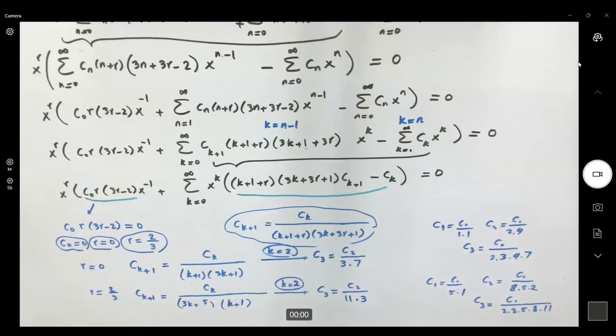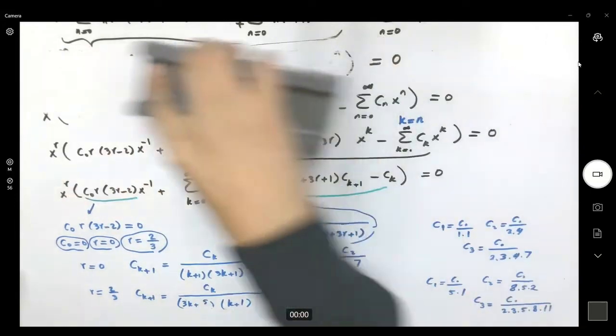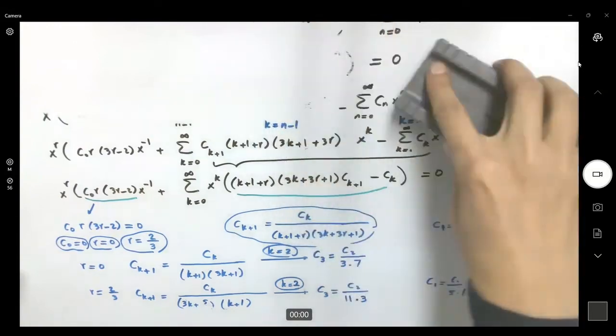You can continue this process. If you continue this process, you're going to see this pattern here. So I'm going to erase this part of the board to be able to write down the pattern here and see what's going on.